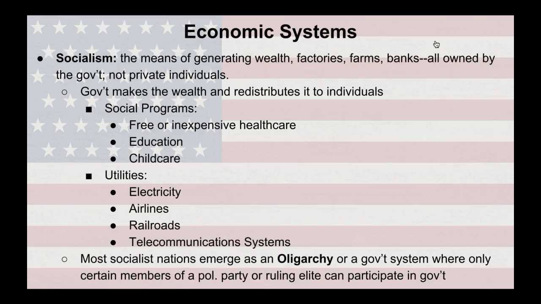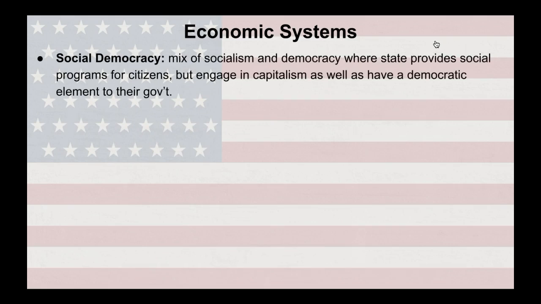But going back to that idea that certain governments foster the growth of certain economic systems, an oligarchy is really going to foster the growth of socialism and communism in certain nations. And so you will have some situations where socialism becomes very tyrannical. However, there are what are known as social democracies. And a social democracy is essentially a mix of socialism and democracy where states provide social programs for citizens, but also have democratic elements to government. These are going to be the systems that are not tyrannical.